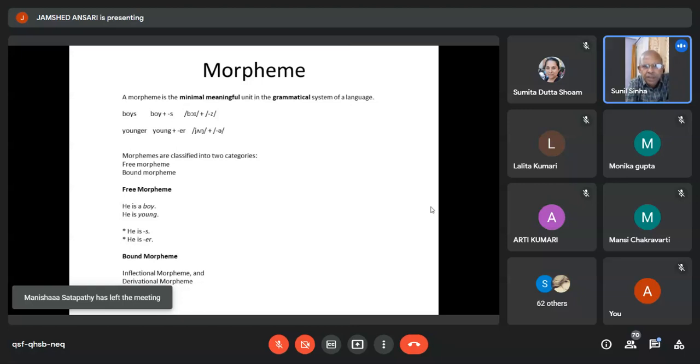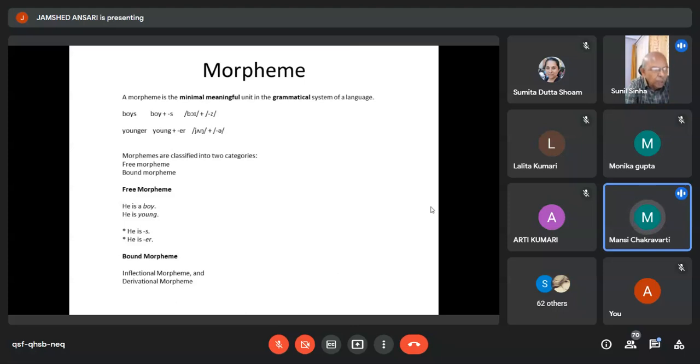And there are so many other words, right? Two examples come to my mind right now. Is there a word like fastly? No. He runs fast. That's all. There is no word like fastly. You cannot add ly to all the adjectives.